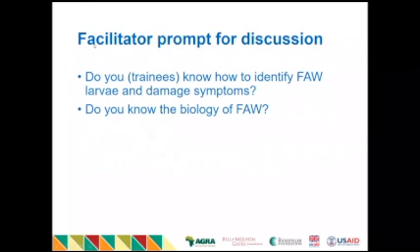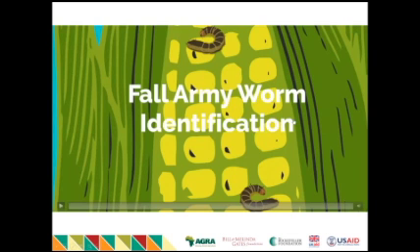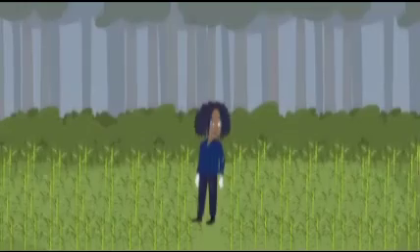So you as a trainer can ask the farmers, do you know how to identify? And if they say yes, don't just leave it there. Ask them, why do you say so? How do you know? Do you know the biology of fall armyworm? And I'd like to show you this animation that deals with identification of fall armyworm and its biology, and please note that it ends with a farmer thinking on what to do next.